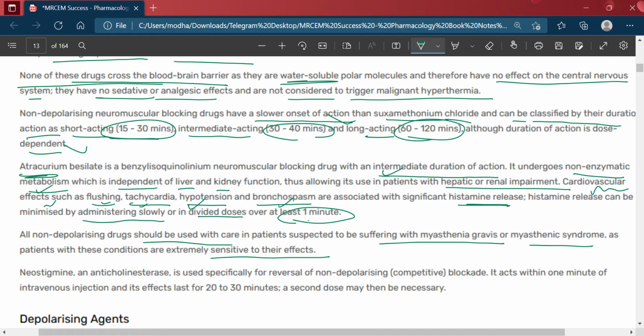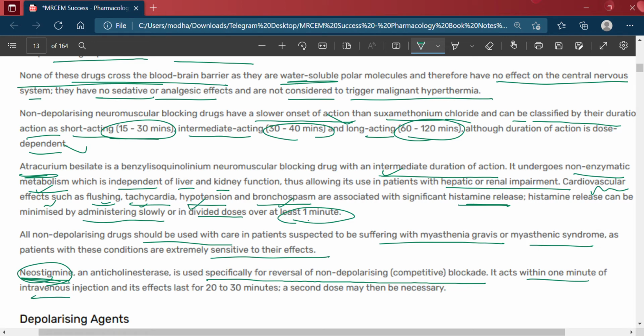Neostigmine, an anticholinesterase, is used specifically for reversal of non-depolarizing competitive blockage. It acts within 1 minute of intravenous injection.